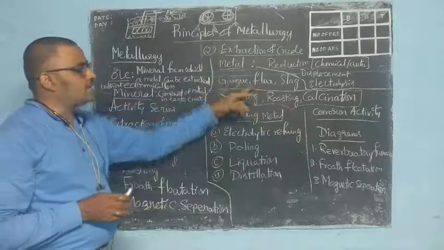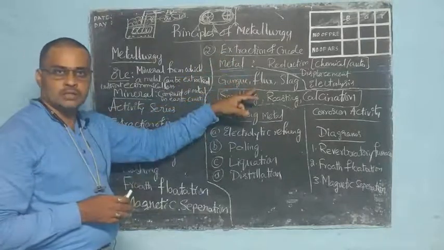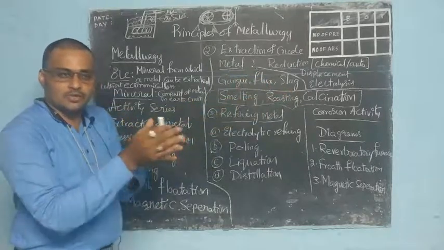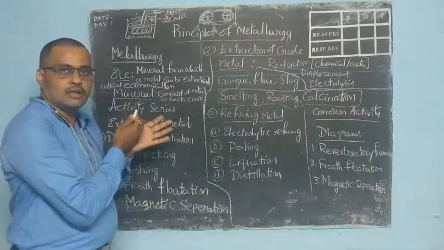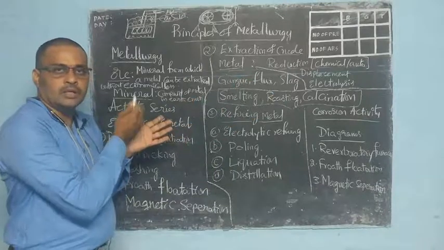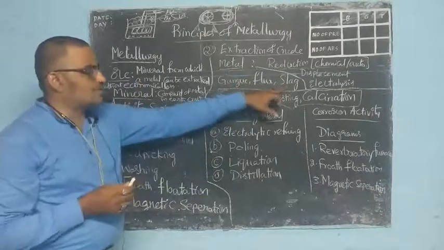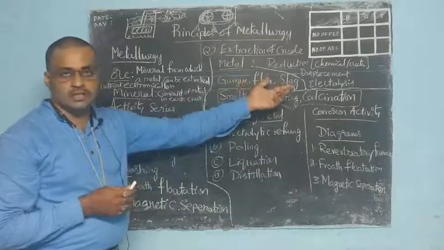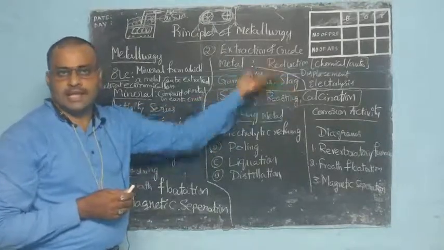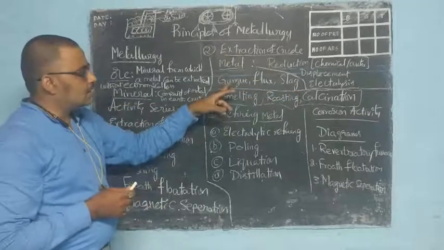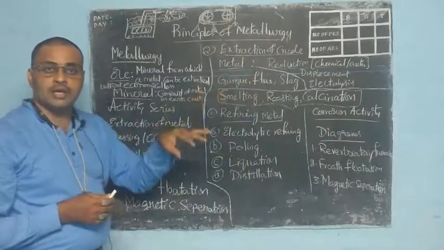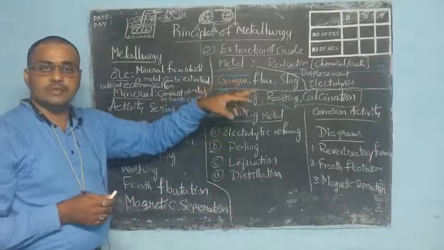When gangue and flux combine together, we get one more substance, which means we can take that material out from the metal. That is known as slag. Because of the combination of gangue and flux, we get slag. Gangues may be acidic or basic, and fluxes may be acidic or basic.